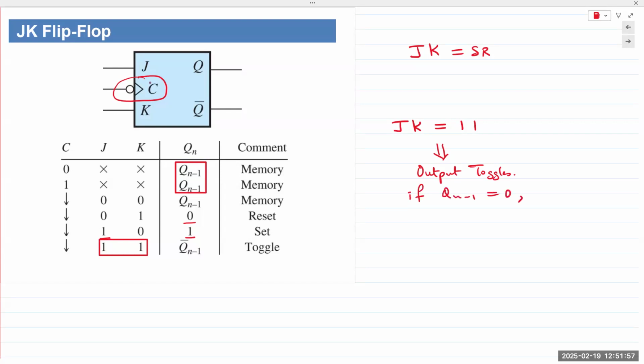If Qn minus 1 was 0, then Q goes to 1. If Qn minus 1 was 1, Q goes to 0. So the previous state was 0, output goes to 1, and the previous state was 1, output goes to 0. And there is a new name for that kind of flip-flop: the toggle flip-flop, or T.